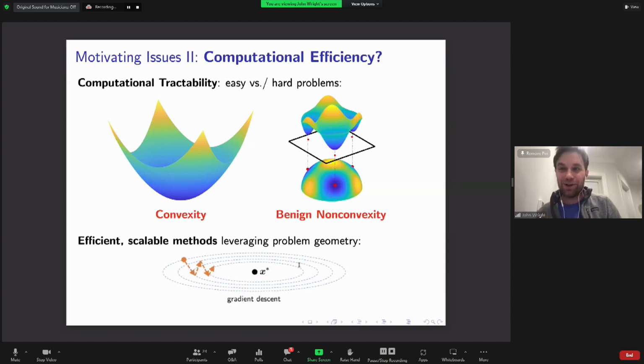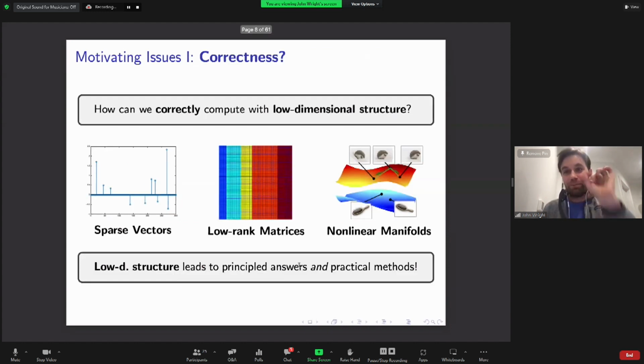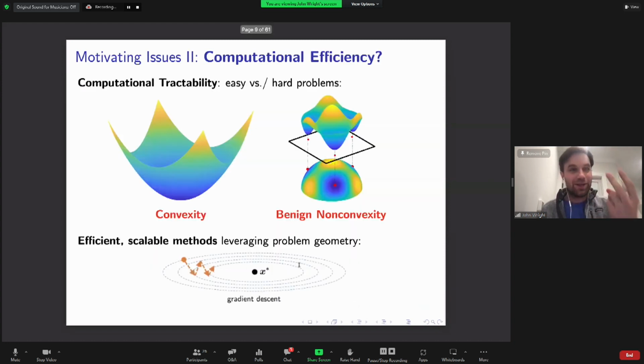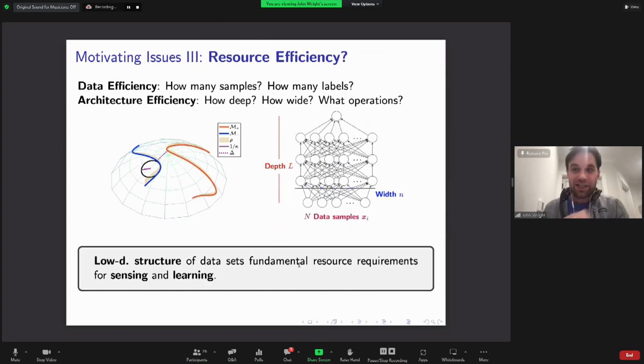So the second lecture is going to be all about both structurally and computationally, what are non-convex optimization problems that we can solve efficiently in a strong sense. Okay, so motivation 1 is correctness. Motivation 2 is efficiency.